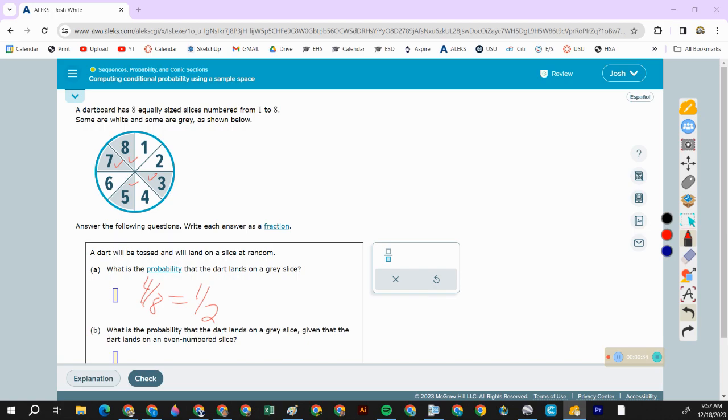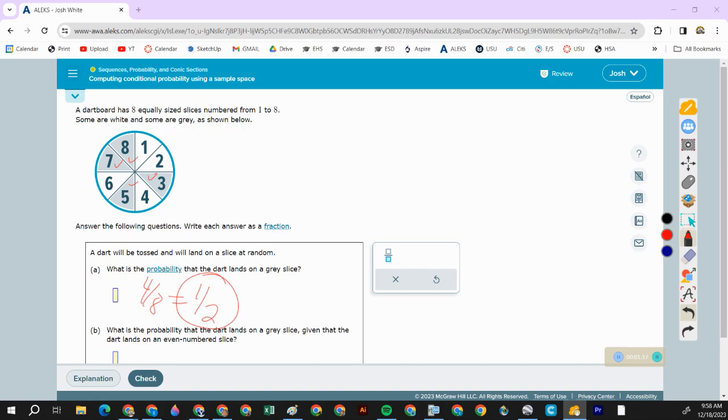Okay. Now, we're going to learn about independence and dependence, and it's a little bit weird. So, if you don't understand, please ask and I'll explain it in as many ways as I need to. Letter B says, what is the probability that the dart lands on a gray slice given that the dart lands on an even numbered slice? Whenever you see given, that means that something has already happened. Imagine that I throw the dart and I hit one of the spaces, but you can't see it. And I said, what is the probability that I hit a gray slice? Well, this is the answer, 1 in 2.